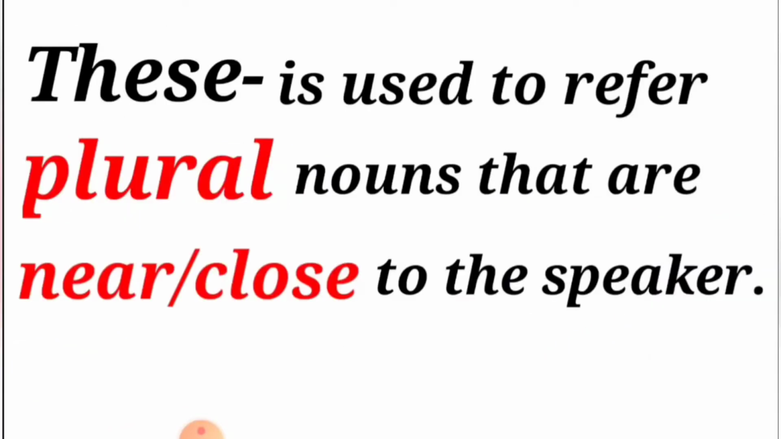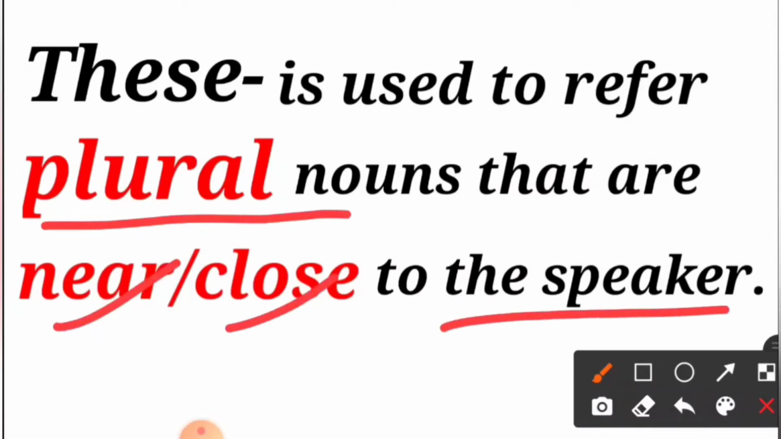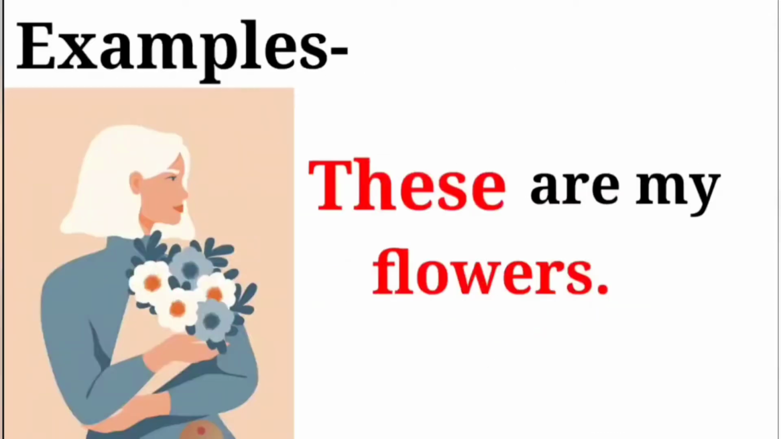Now let us learn about the demonstrative determiner these. These is used to refer to plural nouns that are near or close to the speaker. Unlike the demonstrative determiner this, these is used to refer to plural nouns that are near or close to the speaker. Now let us look at some of the examples.